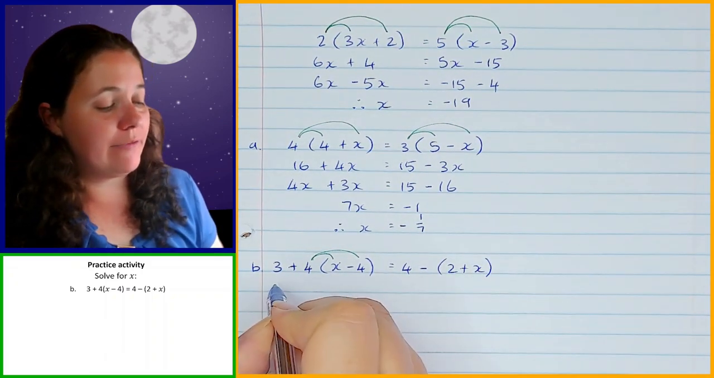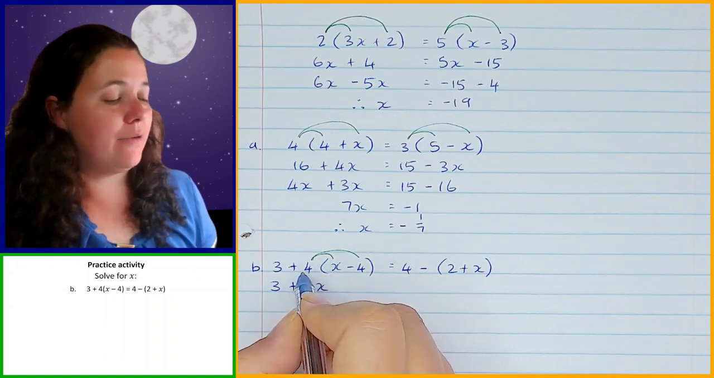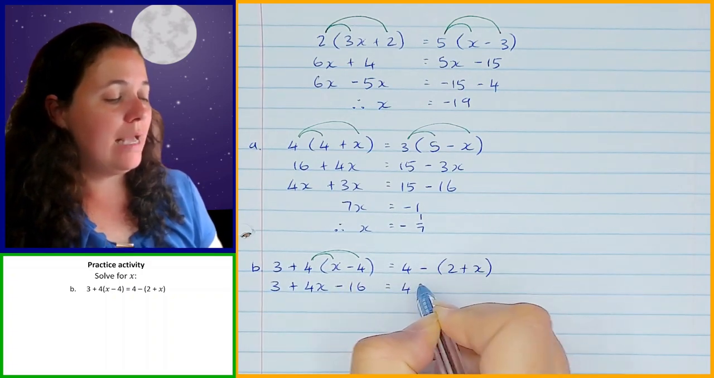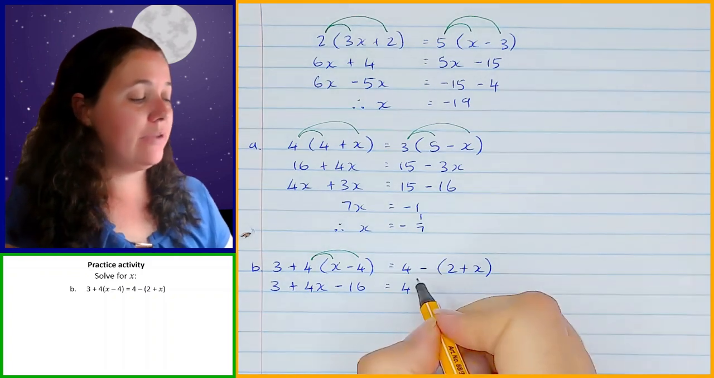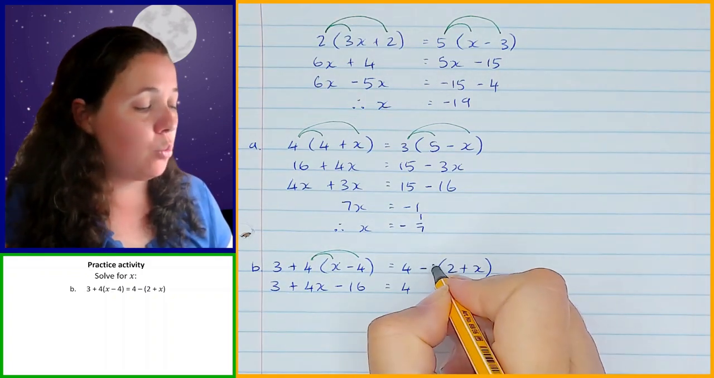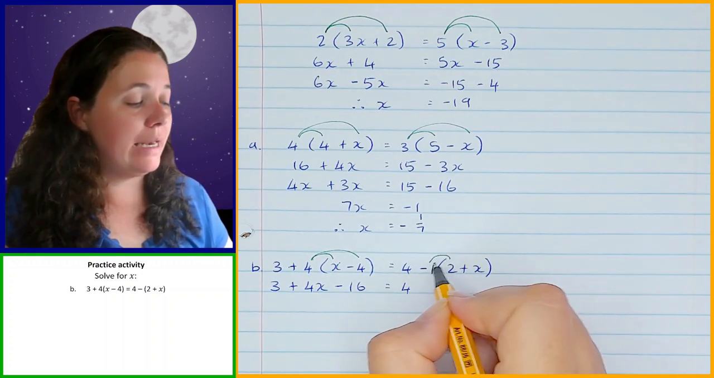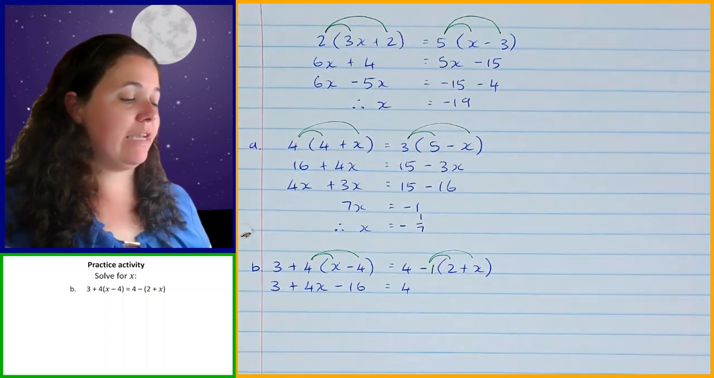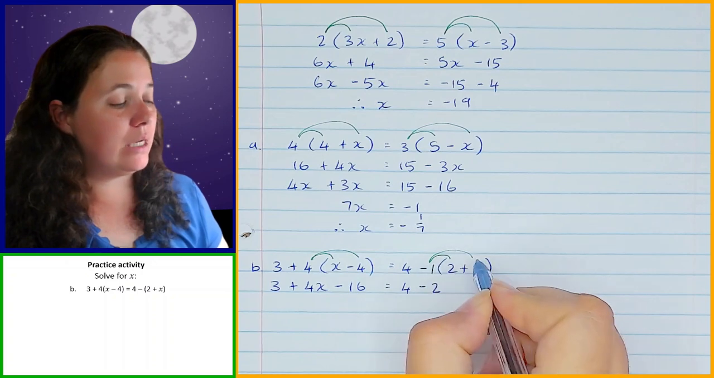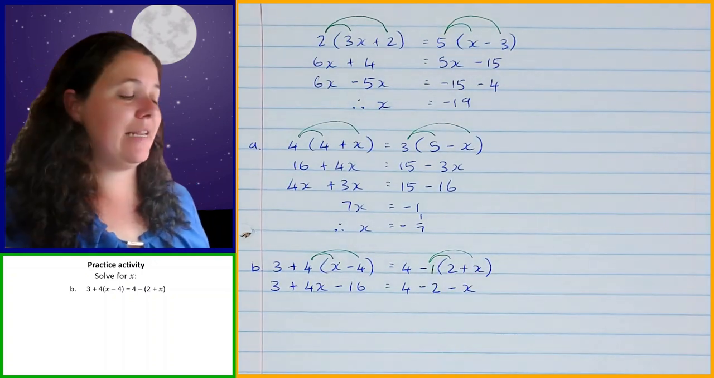So over here on the left-hand side, I've got 3 plus 4 times x is 4x, and then 4 times negative 4 is negative 16, equals. And then over here I've got 4, and then you need to be careful. This over here is a minus, but it's not just a minus, it is minus 1. If you can't see it, there's a 1 over there. So we're multiplying negative 1 into those brackets. That gives me negative 1 times 2 is negative 2, and then negative 1 times x is minus x. Once you've done that, you can go ahead and solve as normal.